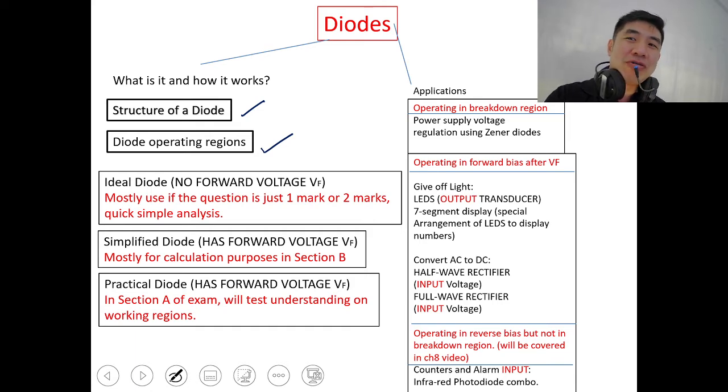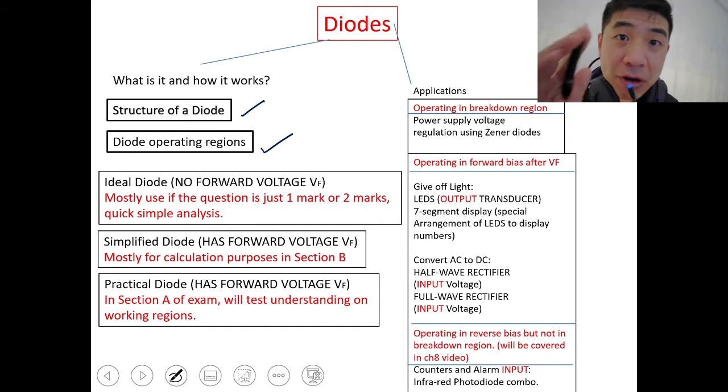The ideal diode, no forward voltage. We don't analyze the forward voltage. Normally this is found in section A. Section A will be mostly on the ideal diode and things like that. Just 1 or 2 marks only. Simple, quick analysis. Don't have to do problem solving. Just straightforward.